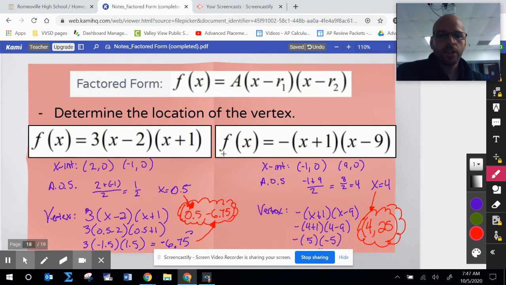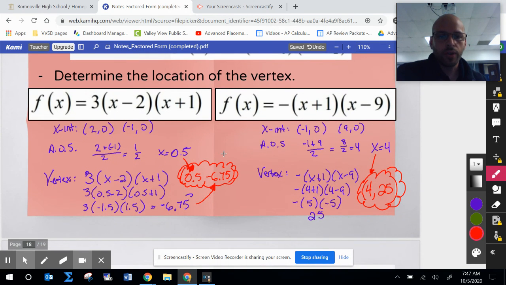All right? So just kind of a review. Again, rewind, take a look at all 3 forms. Make sure you know how to find any of the characteristics from these 3 forms, and email me or let me know if you have any questions.